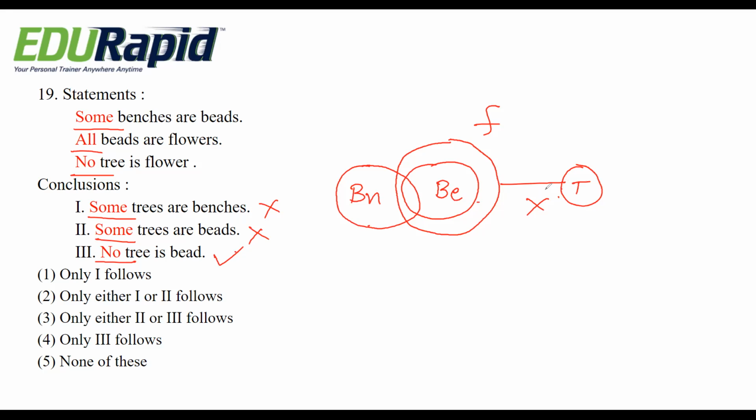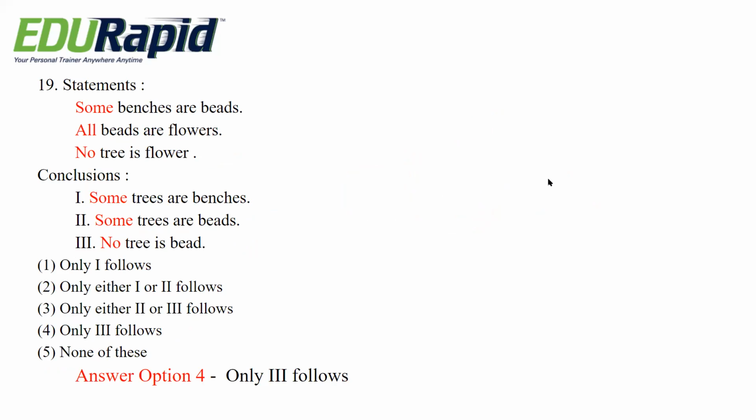T and the BE circle do not connect to each other because no tree is a flower is the strong condition in the statement, the third statement. So it does not enter this circle. So the right answer is only 3 follows. Let me check for either 1 or 2, because both conclusions 1 and 2 are wrong. Let me check the entities, trees and benches, trees and beads. No, it is not possible. These are different entities, so we can say only 3 follows. That is option 4.